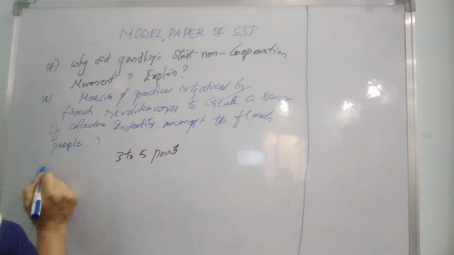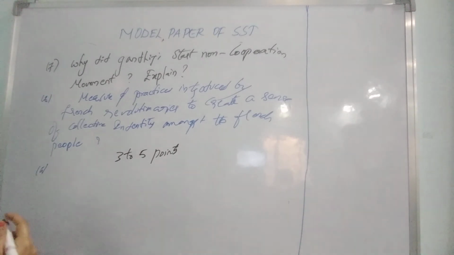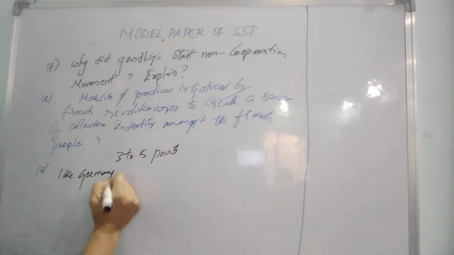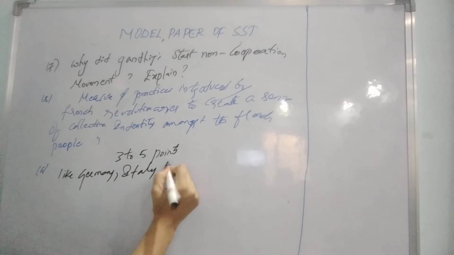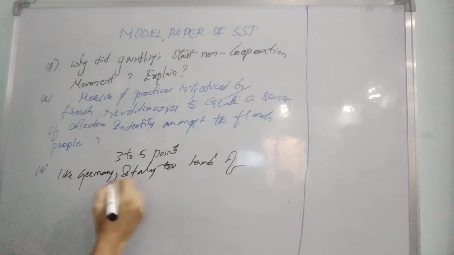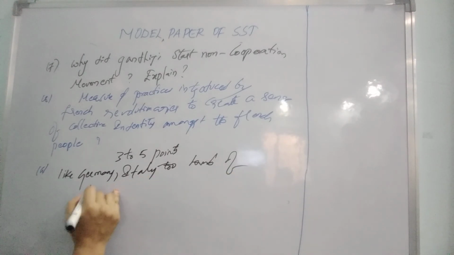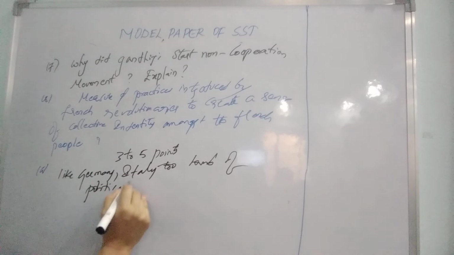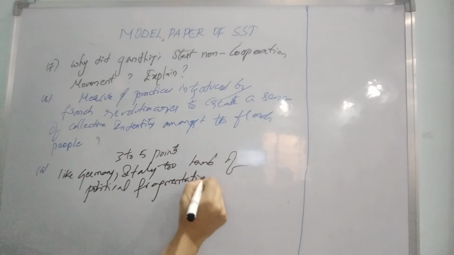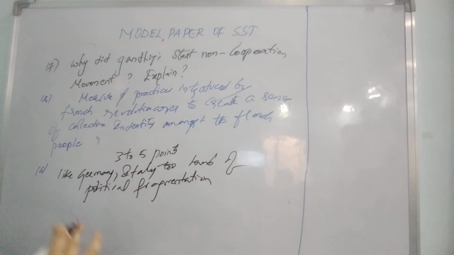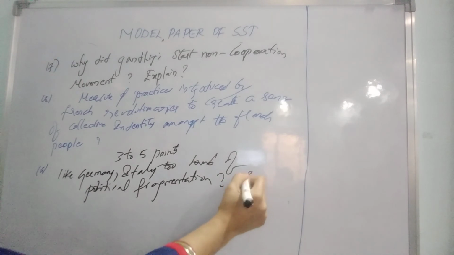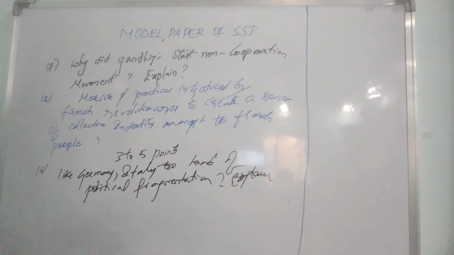And the next, 19th question is like: Germany, Italy too had a long history of political fragmentation. So we have to explain.